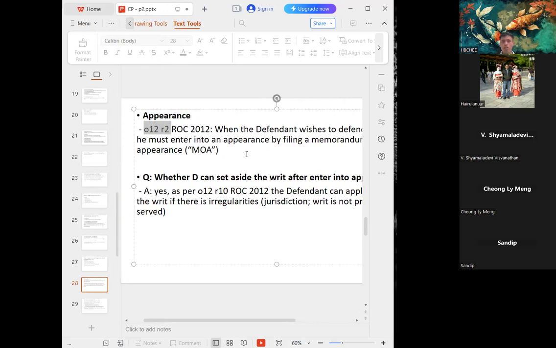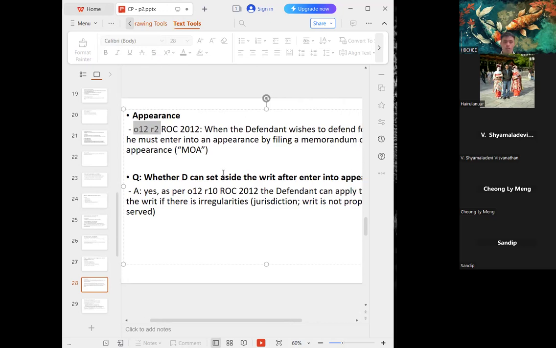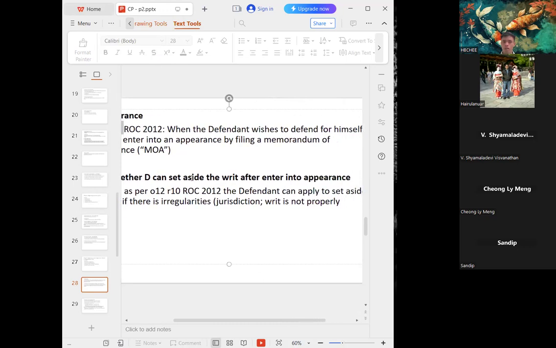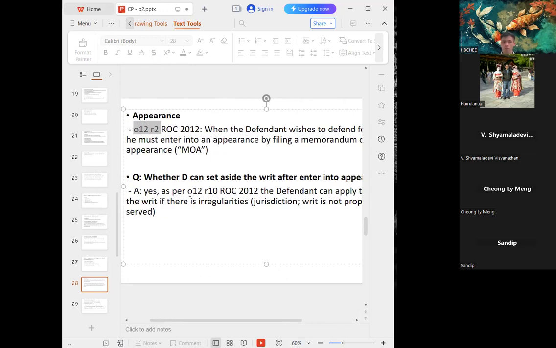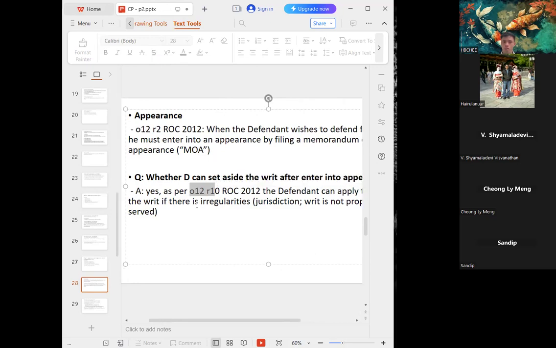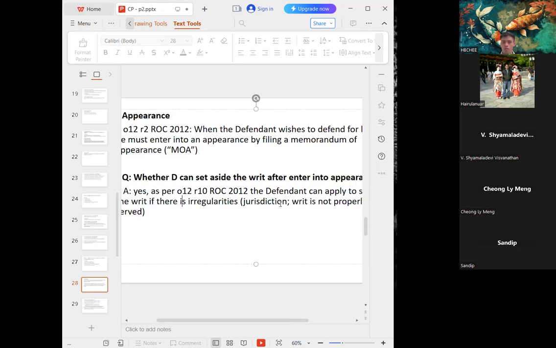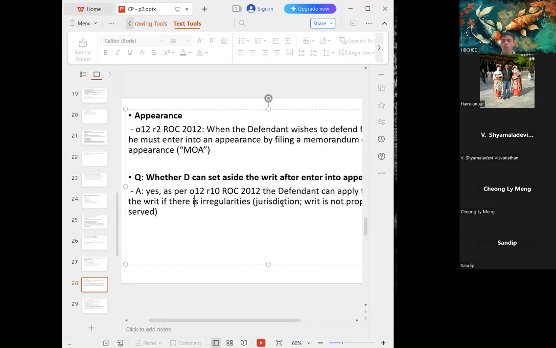But entering into appearance is not necessarily done by a lawyer. The person can do it in his personal capacity. And then, whether the defendant can set aside the writ after entering into appearance: yes, this is given under Order 12 Rule 10. If the writ is irregular, like you did not comply with the jurisdiction, or it was not properly served, yes, you can raise this and set aside the writ.